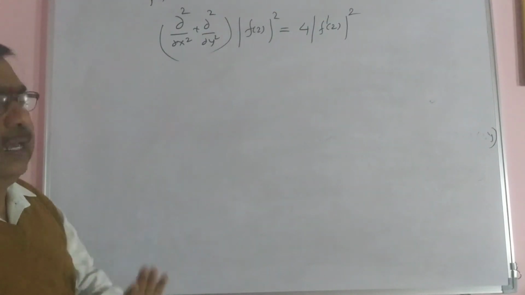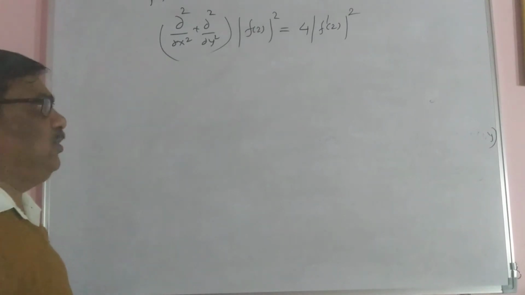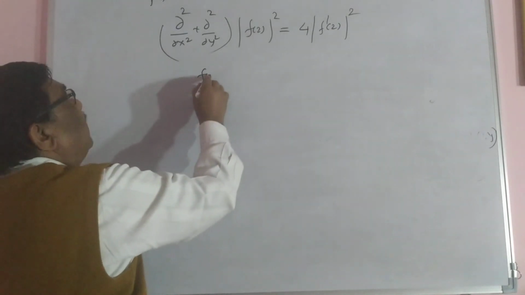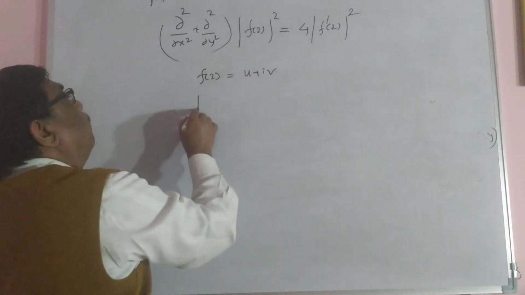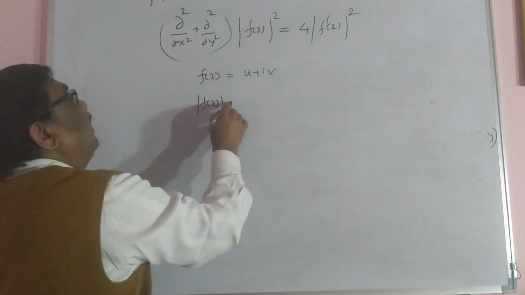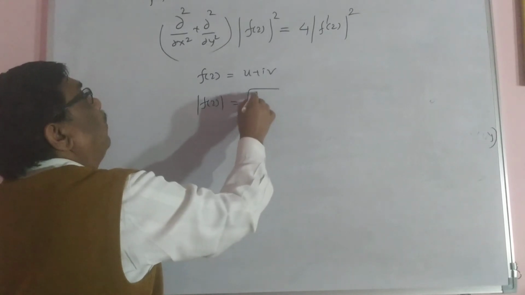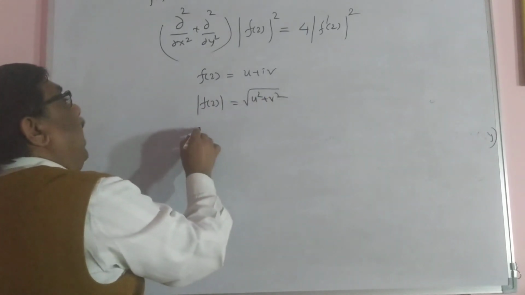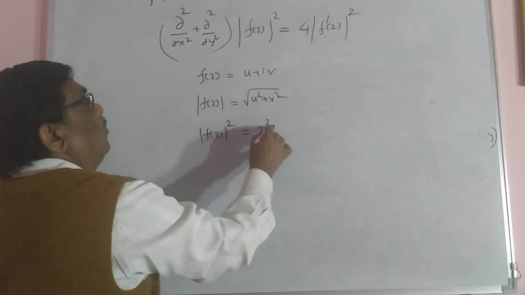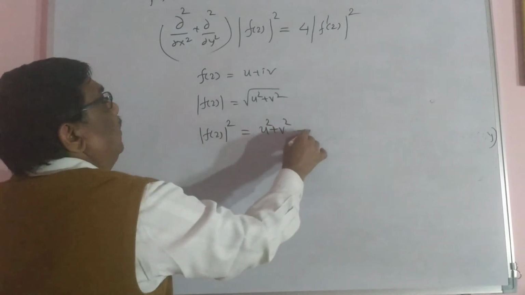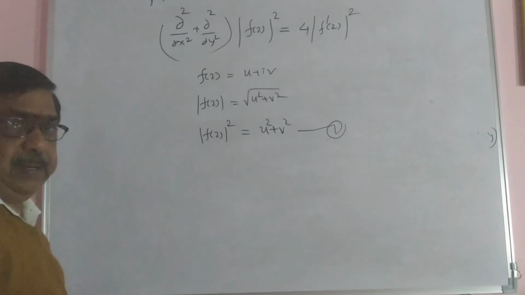This is another important example from the examination point of view. Suppose f of z equals u plus iv. Modulus of f of z is equal to root of u squared plus v squared, and modulus of f of z squared is just u squared plus v squared. So this is one idea that you have to remember.